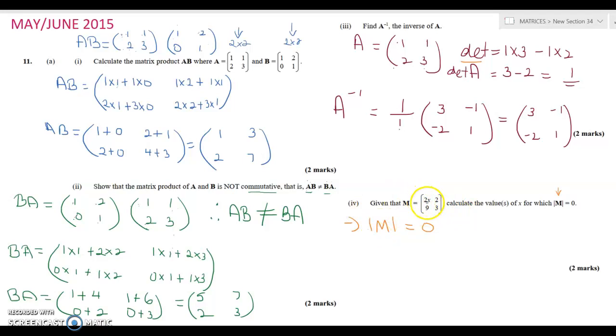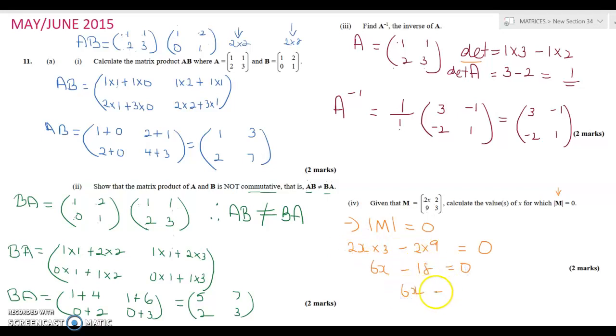So if the determinant is equal to 0, let's work that out. The determinant, remember, is the product of the first diagonal, so that's 2x times 3, take away the product of the second diagonal, by 9. And because it's equal to 0, we put it equal to 0. Now we're going to get an algebraic equation. We're just going to solve for x. 2x times 3 is 6x, take away 2 by 9 is 18, equals 0.